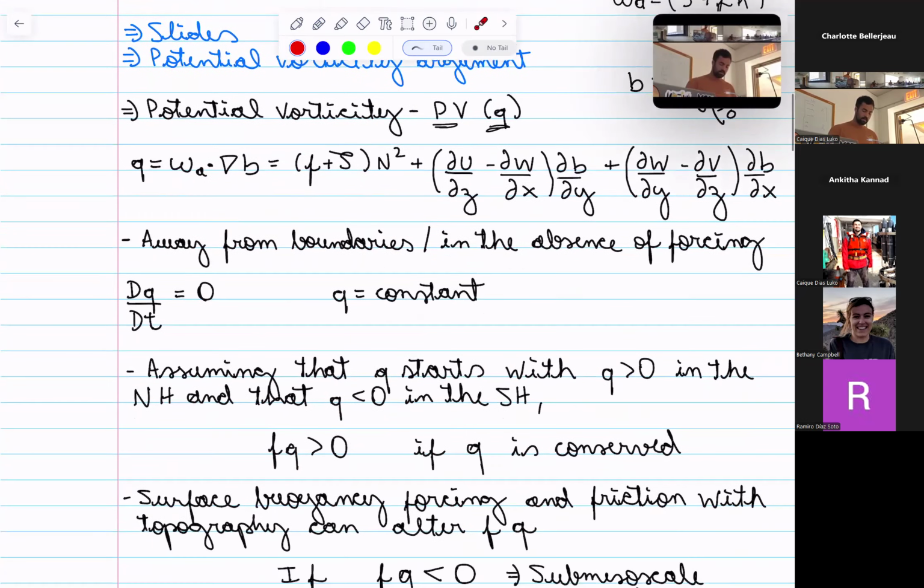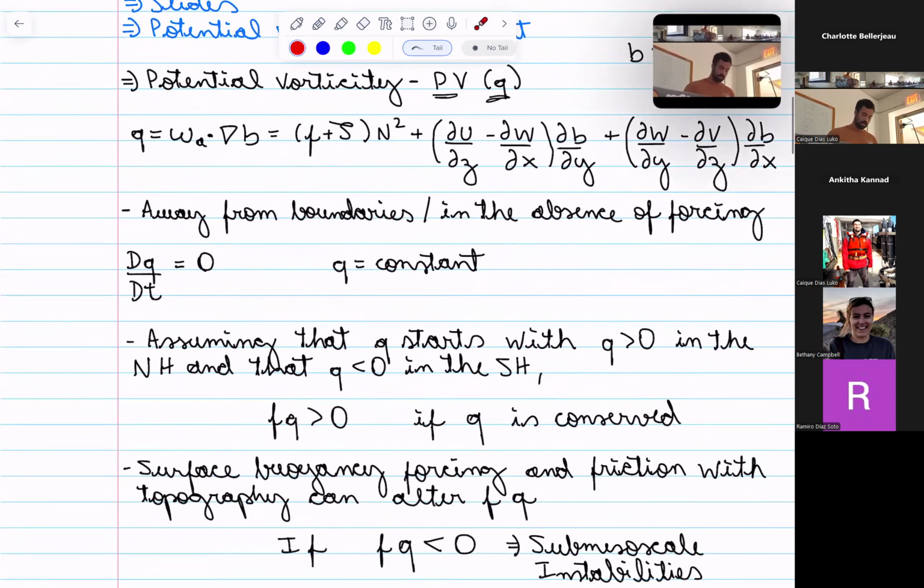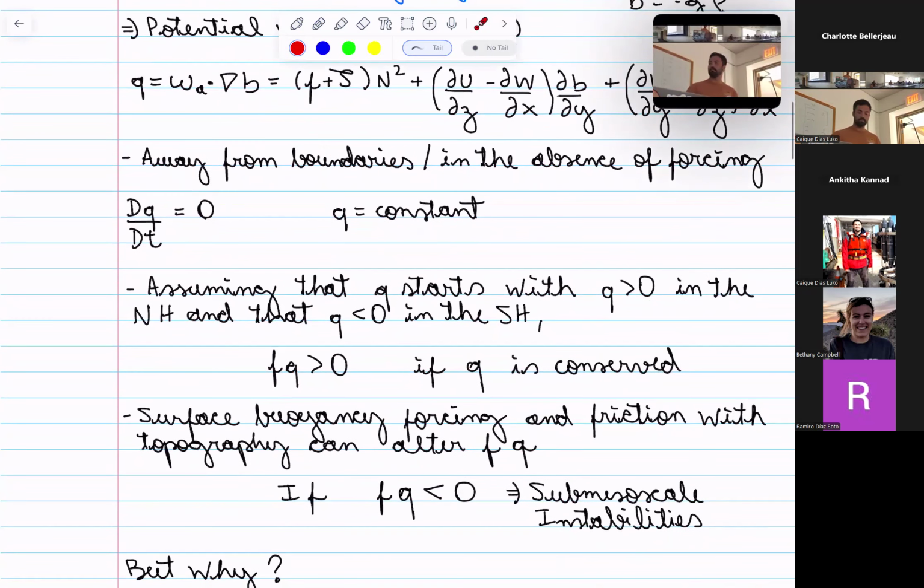Now, there are some scenarios where you can have forcing, you can have cooling at the surface, or you can have friction with topography. And in those scenarios, you can inject or extract potential vorticity. And then in those scenarios, you can lead to negative potential vorticity. And this is when you have the submesoscale instabilities. But why does exactly that happen?